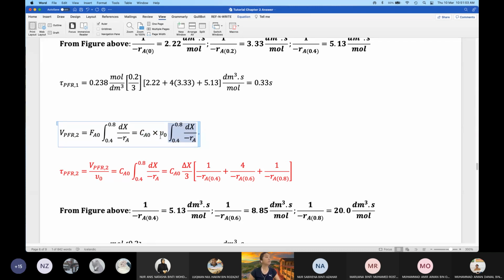Then next part, I will again move my initial volumetric flow rate from right to left. You remember mathematics, right? If you move from one side to the other, the multiplication becomes a division. That is why it becomes volume PFR2 divided by the initial volumetric flow rate. So volume divided by volumetric flow rate gives the space time for the second reactor. That's how we express the equation now. It becomes the space time for the second reactor.